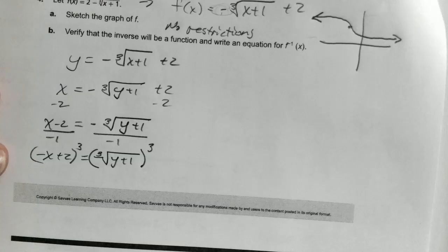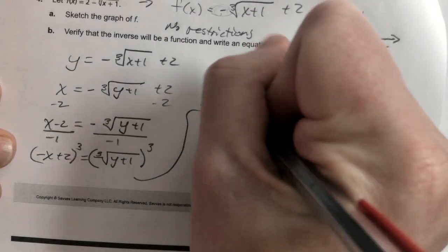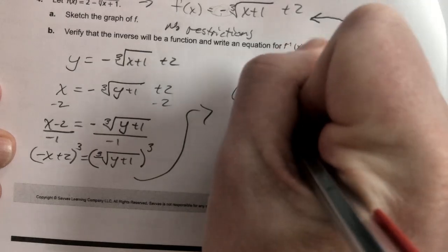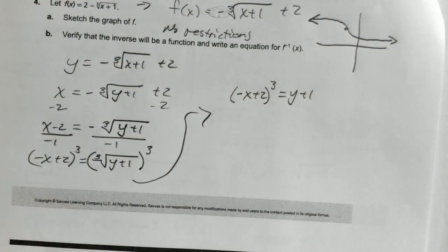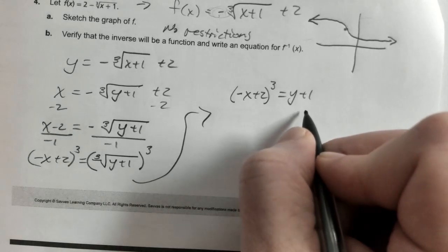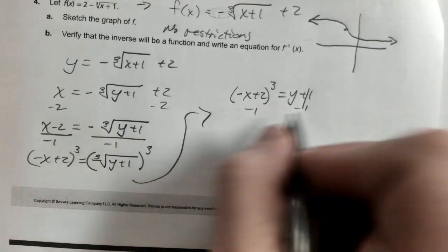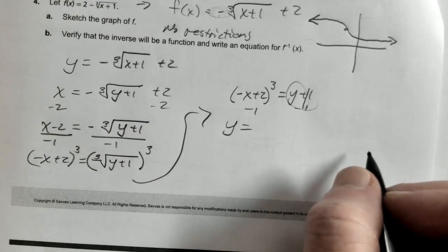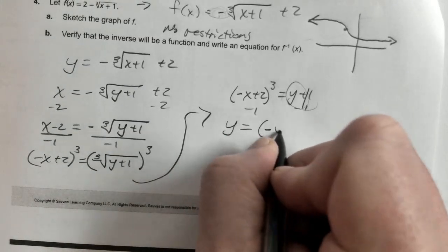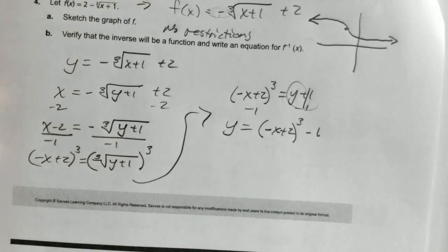Okay, I'm going to make some room for myself. We have negative x plus 2 cubed equals y plus 1. Sweet, last step. Subtract the 1. Perfect. So all of that, I have y now by itself, so I like to move it to the left hand side. So y equals the quantity negative x plus 2 cubed, all of that minus 1.